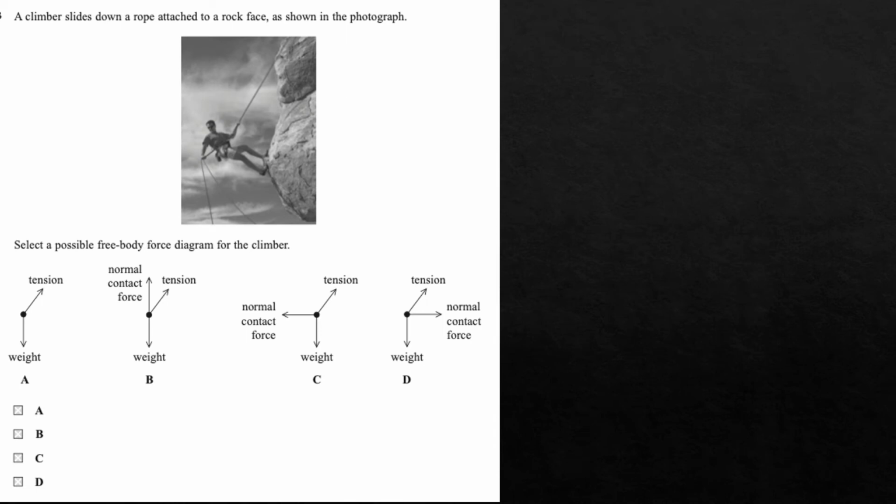Problem 5. A climber slides down a rope attached to a rock face as shown in the photograph. Select a possible free body force diagram for the climber. Now let's see what the forces acting on this person are. Tension, indicated in red, which is the pull by the rope. Weight acting downwards. Normal contact force acting horizontally to the left, which is the push by the rock. So if we try to draw the free body force diagram for this person, it will look like this, and the answer is C.